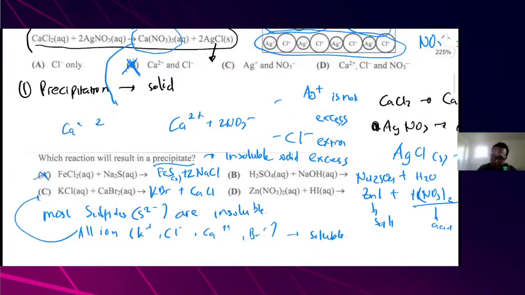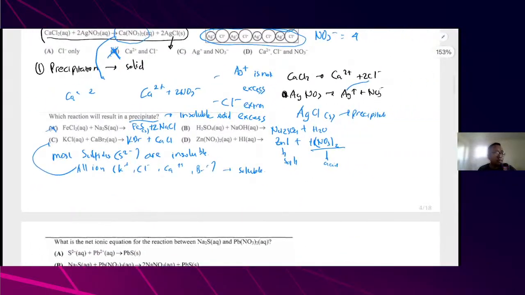Okay, so remember the key here. The criteria for precipitation: precipitation occurs when both reactants are in solution. And number 2, at least one product must be insoluble.